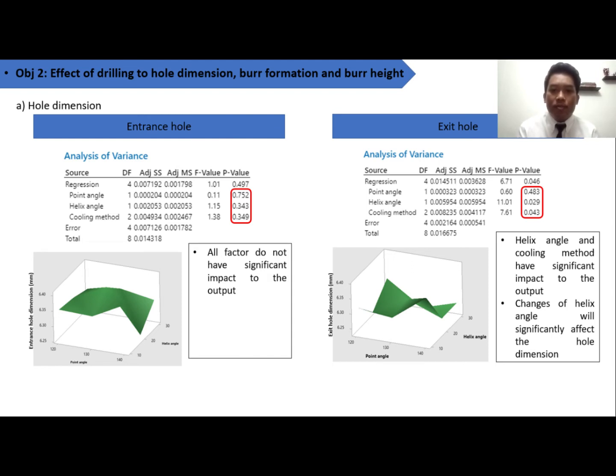If comparing entrance and exit hole, it is better to use the optimum parameter of exit hole, that is the MQL cooling method, helix angle of 10 degree and also point angle of 140 degree to get the best value for the whole dimension.